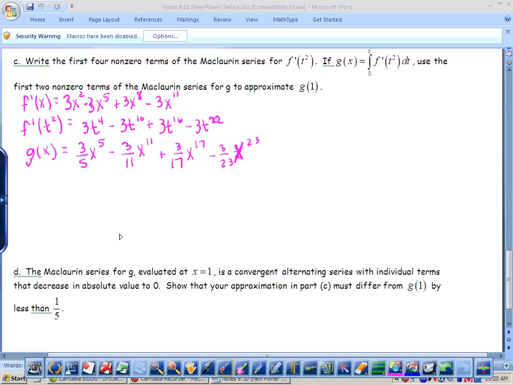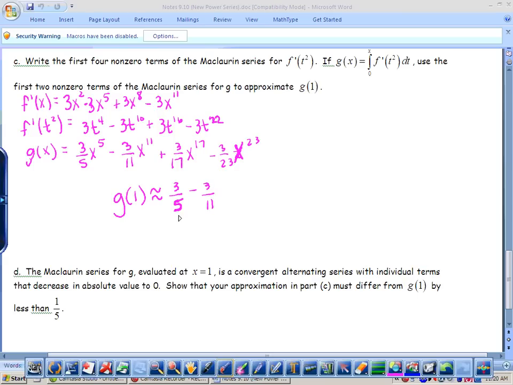All right, so now use the first two non-zero terms of the Maclaurin series for g to approximate g of 1. So what are they wanting us to do? Plug a 1 into the first two terms. So make sure you use your approximate symbol. So g of 1 is approximately 3/5 minus 3/11. Yes, you may stop there.